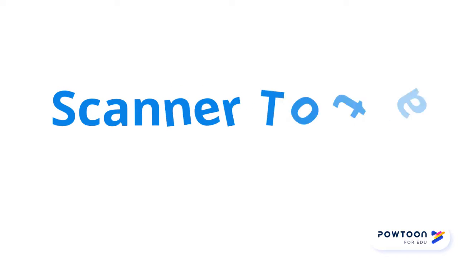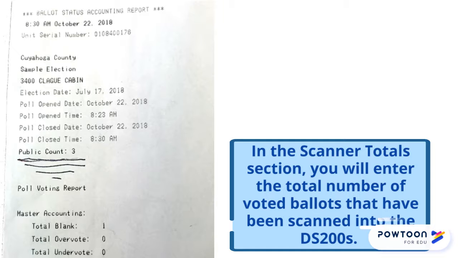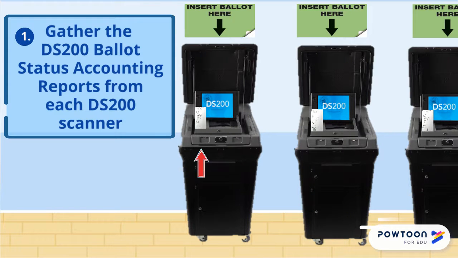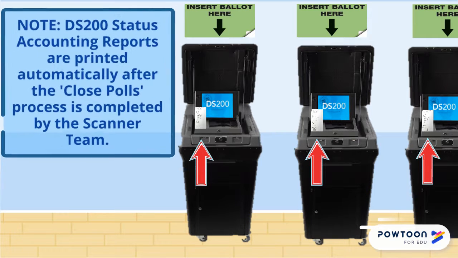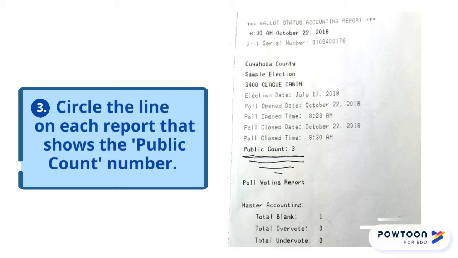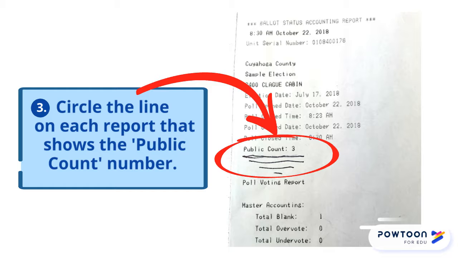Scanner Totals. In the Scanner Totals section, you will enter the total number of voted ballots that have been scanned into the DS200s. Gather the DS200 ballot status accounting reports from each DS200 scanner. The DS200 status accounting reports are printed automatically after the close polls process is completed by the scanner team. Circle the line on each report that shows the public count number.